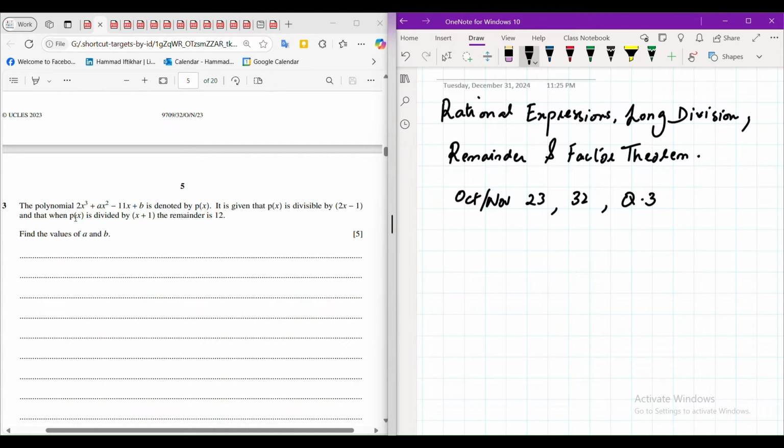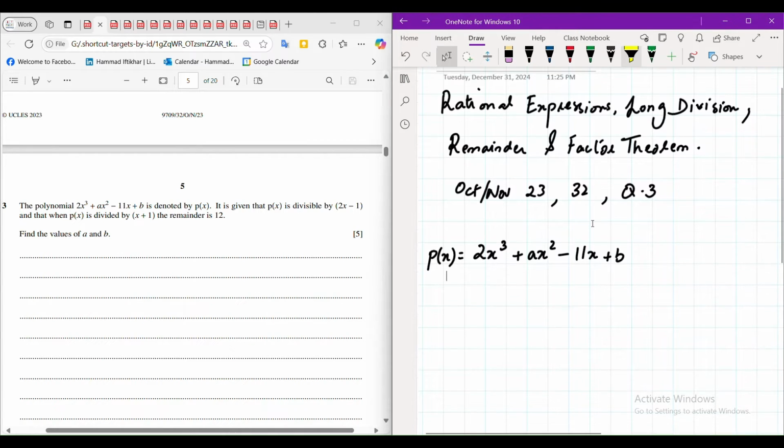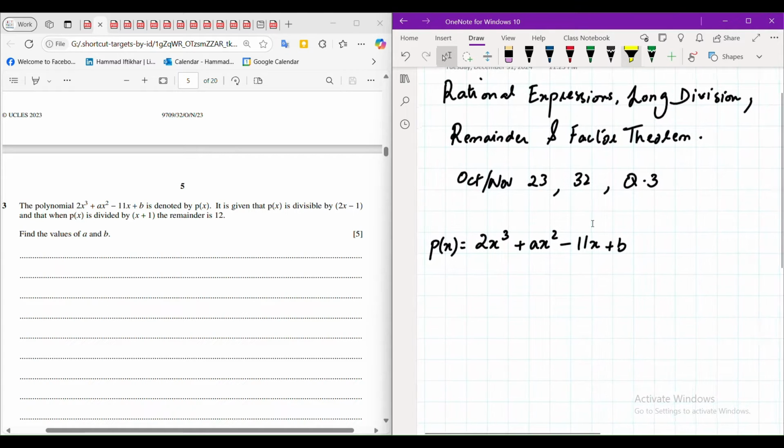It states that the polynomial 2x cubed plus ax squared minus 11x plus b is denoted by p of x. It is given that p of x is divisible by 2x minus 1, and when p of x is divided by x plus 1, the remainder is 12. Find the values of a and b. Since we have two unknowns, we need two conditions, and they are giving us two conditions. Here we don't have to use long division, we just simply have to use the remainder and factor theorem.